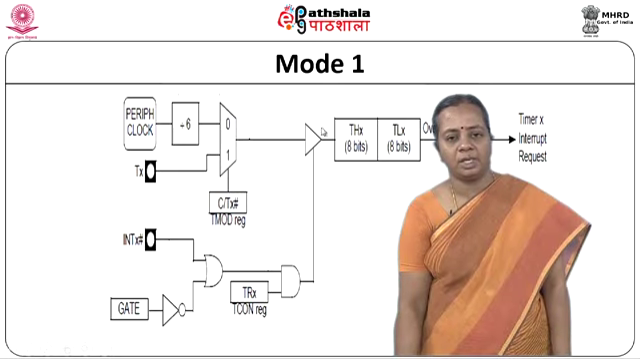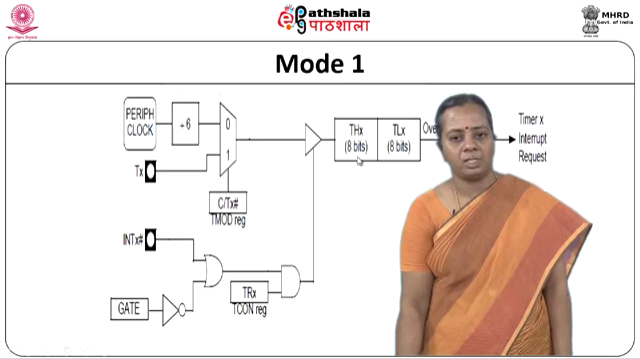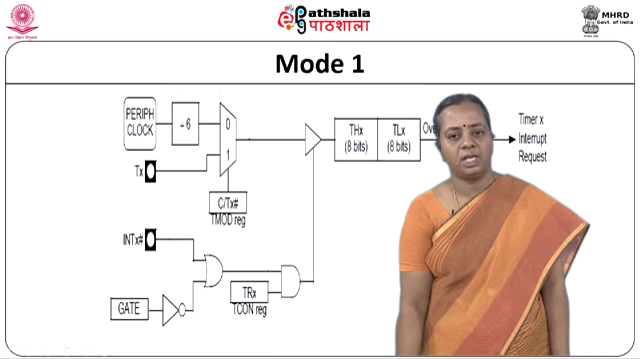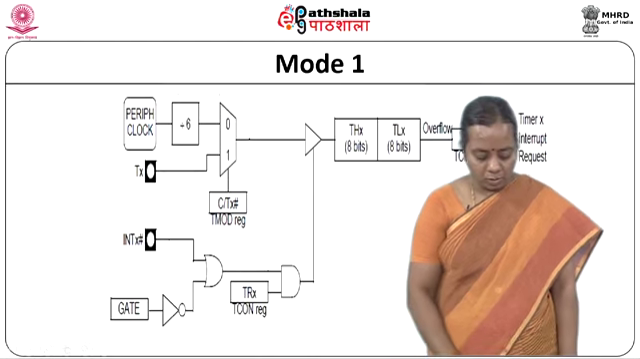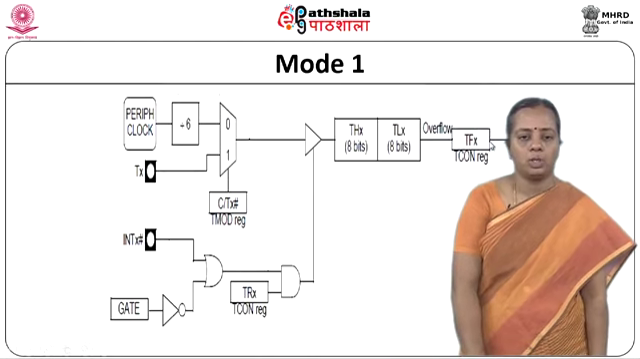The mux will send that particular data, and based on that it gets incremented. When the 16-bit counter overflows, the TFx flag of your timer TCON register is set. By looking at that particular bit, we will know that there is an overflow, and this in turn generates an interrupt request.